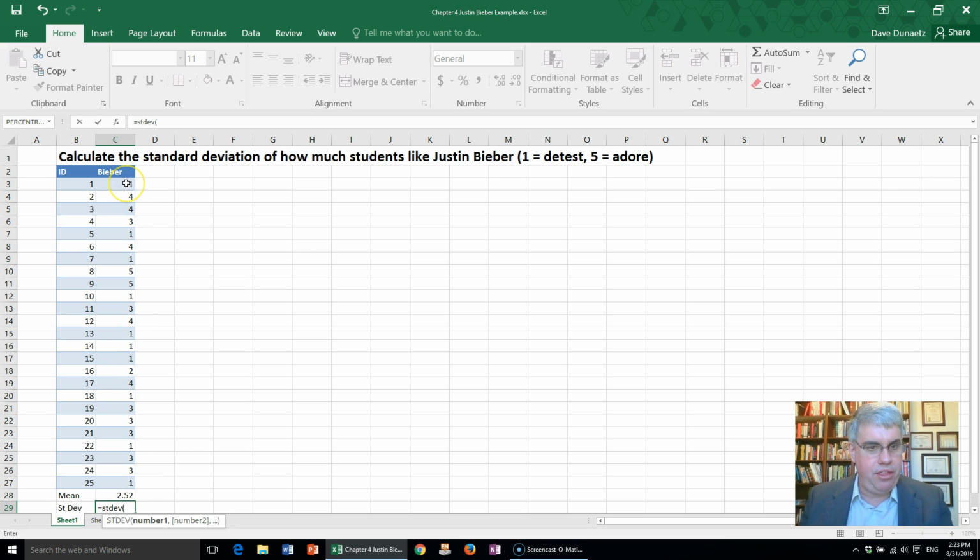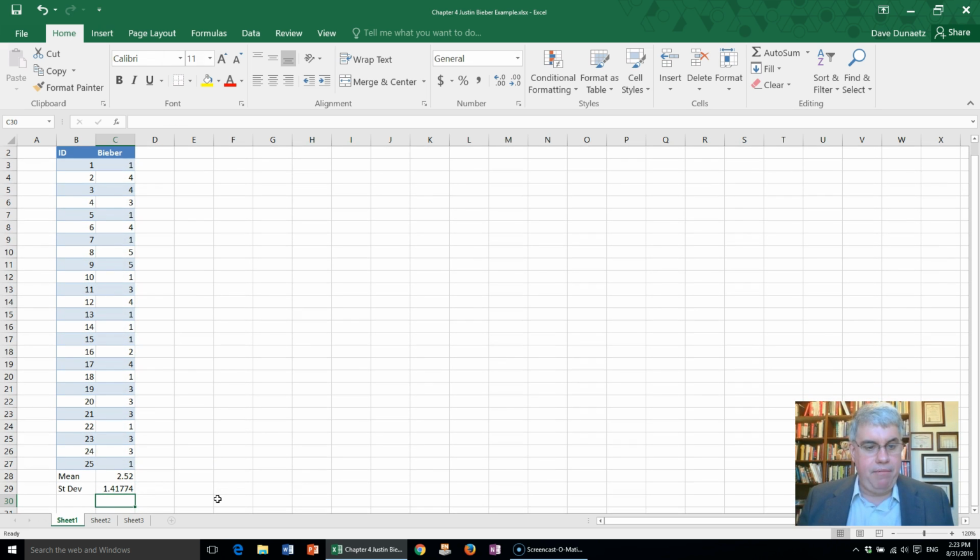and then we put parentheses, and we put the starting number. So we're going to start with C3, and then we're going to go to, let's do 2 periods, and go to C27. C27 is the last number in our series, and we got a box around it, and we put close parentheses. So we've got the equals standard deviation of C3 through C27, and we press enter, and we get a standard deviation of 1.41774.